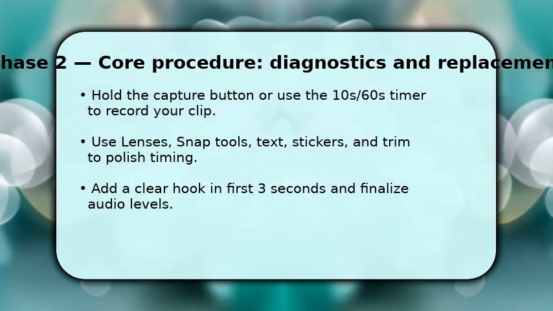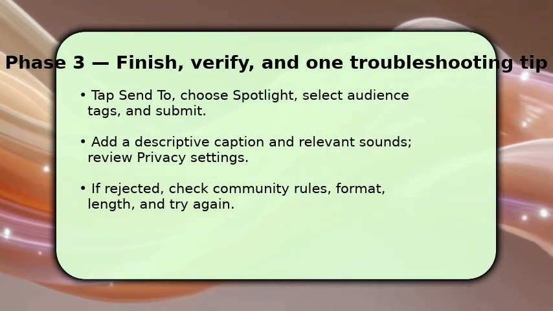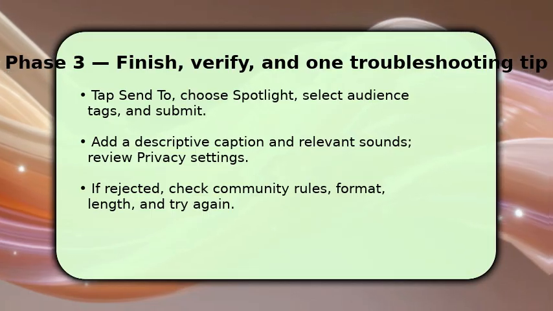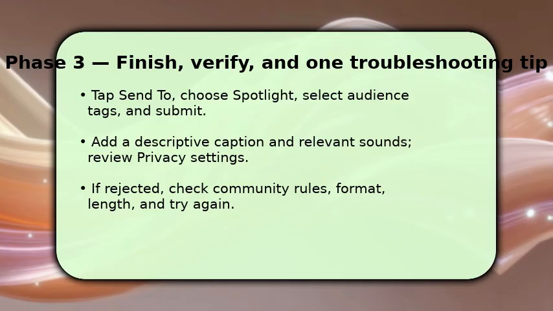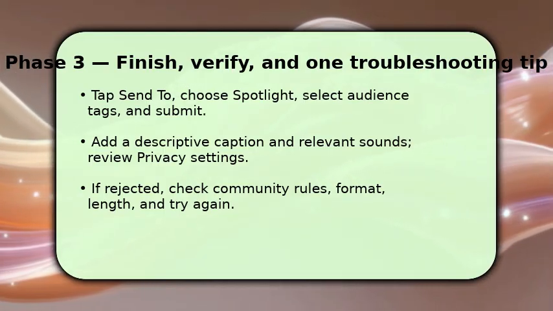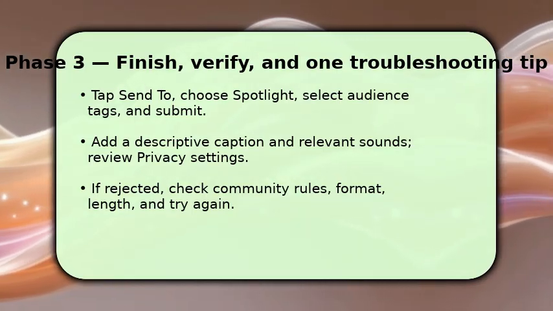Finish by sending your polished snap to Spotlight. Tap Send to, choose Spotlight, add a short caption and any relevant sounds, then submit. Make sure your privacy and location settings align with what you want. Public Spotlight needs public snaps. Once posted, monitor views and adjust future clips based on performance.